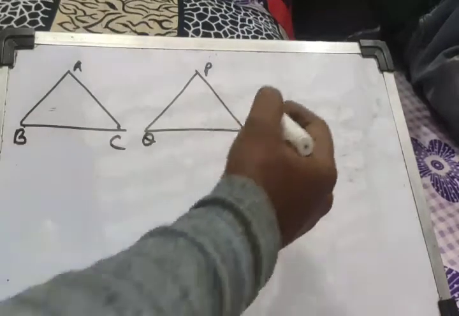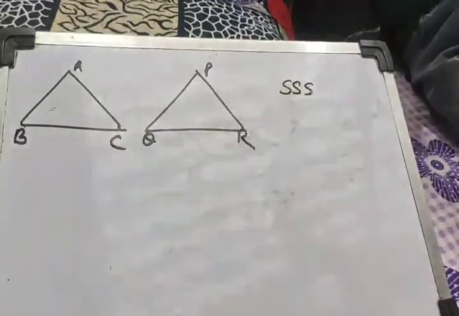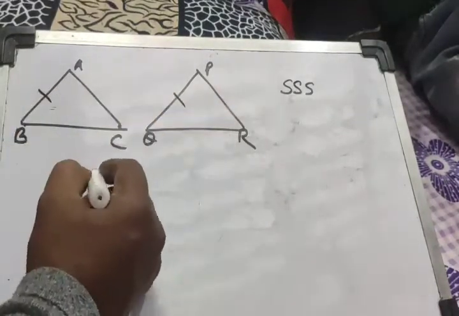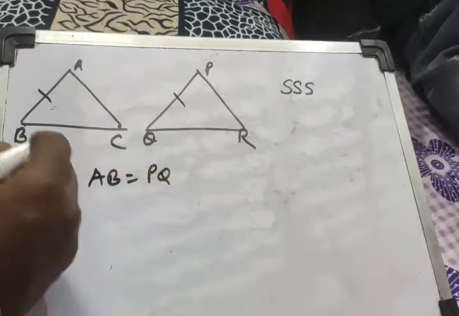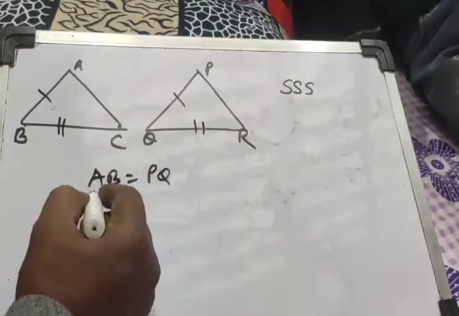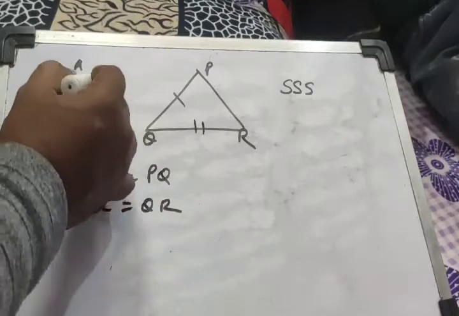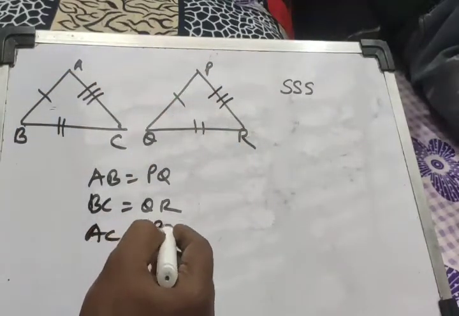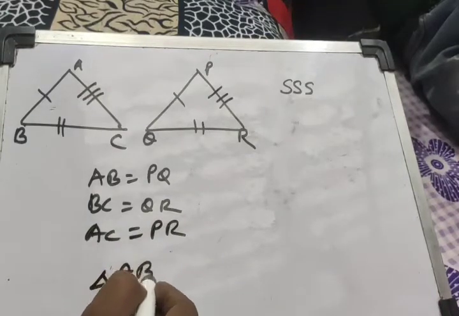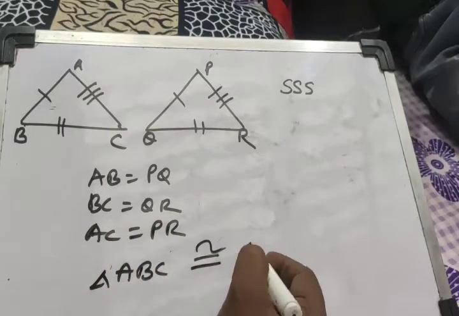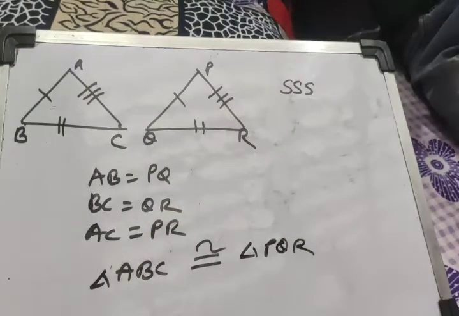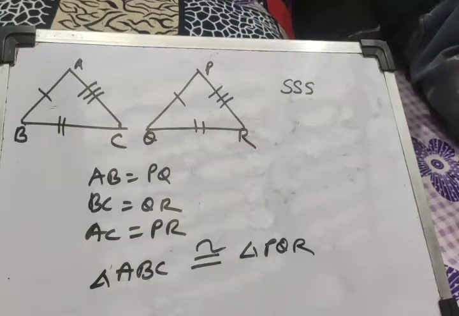So the first condition of congruency is SSS, side side side congruency. If AB is equal to PQ, BC is equal to QR, and AC is equal to PR, then triangle ABC will be congruent to triangle PQR. If these 3 conditions are shown, then both the triangles will be said to be congruent to each other.